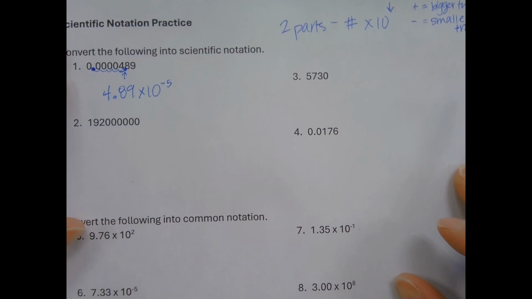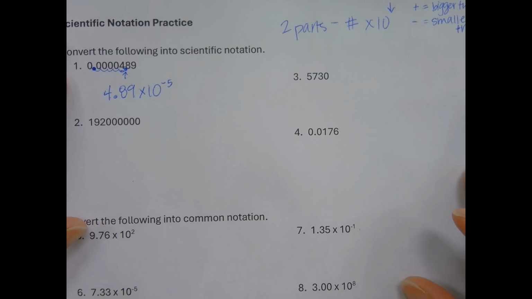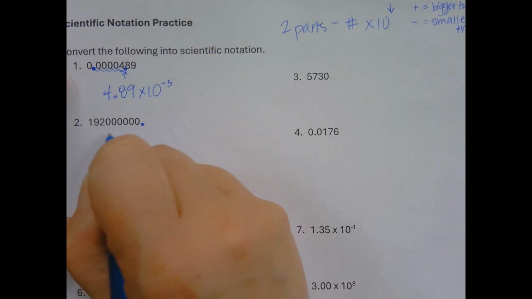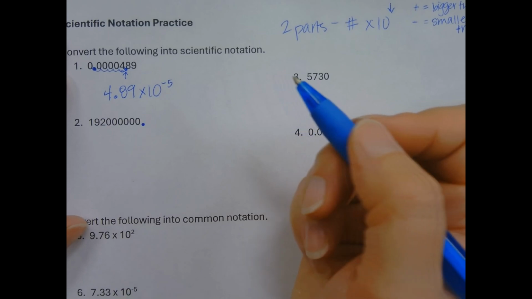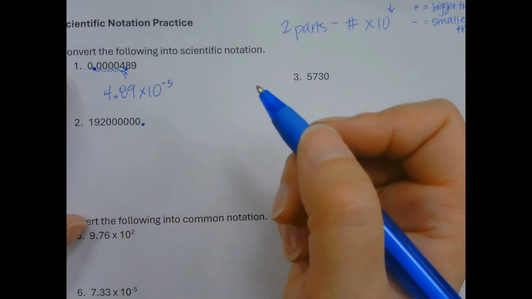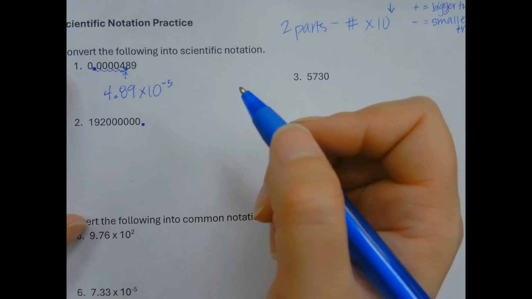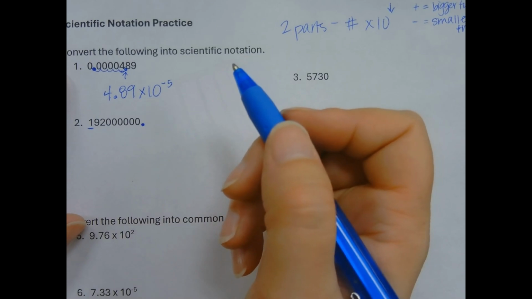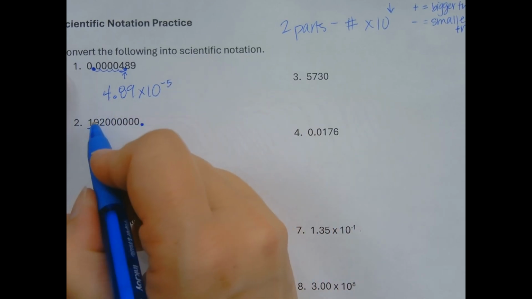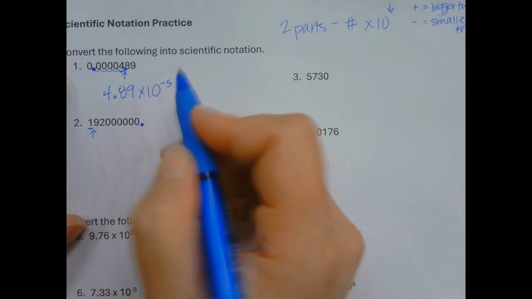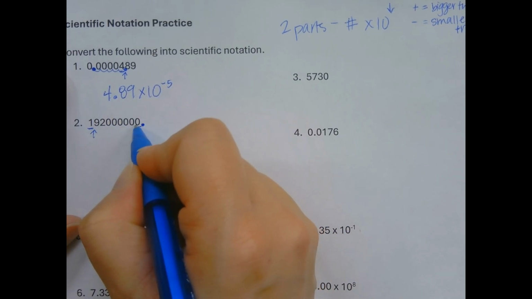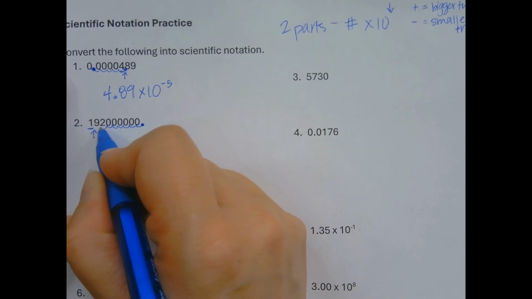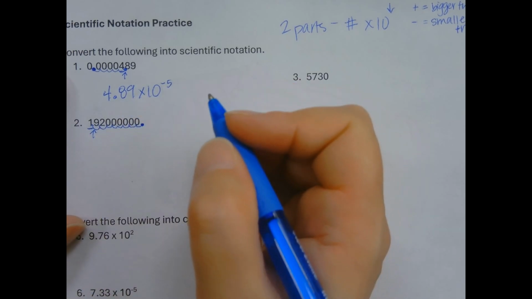Okay, now let's take a look at number 2. First thing, just figure out where the decimal is. So it's going to be at the very, very end because it's not written in our number. Now this is a really big number, so we're going to end up moving the decimal to the left until we have one non-zero integer in front of the decimal. So that would be between the 1 and the 9 right here. So here we go. Let's count. 1, 2, 3, 4, 5, 6, 7, 8. I moved it 8 times.